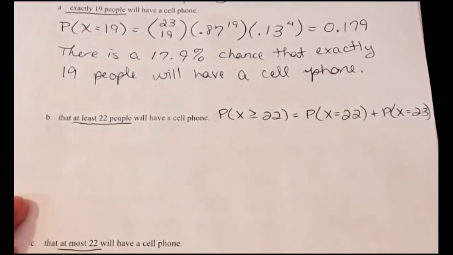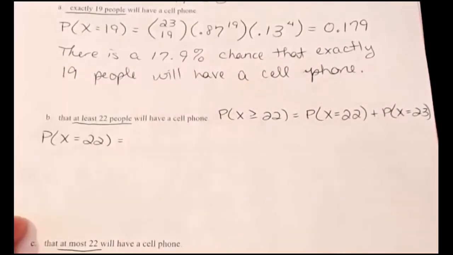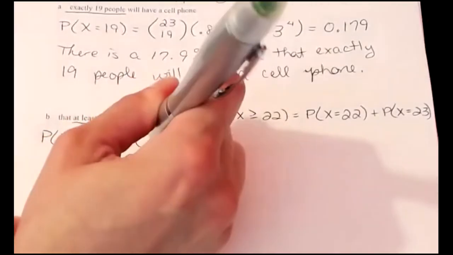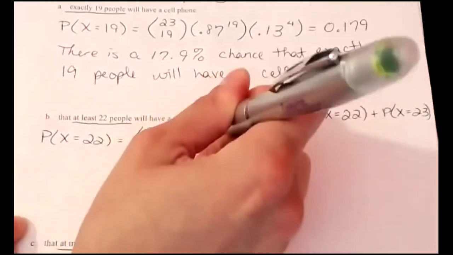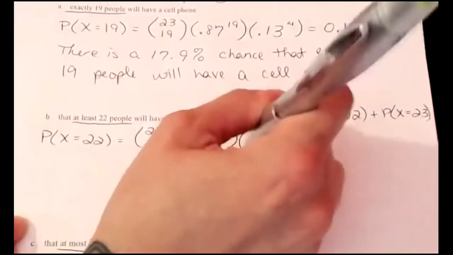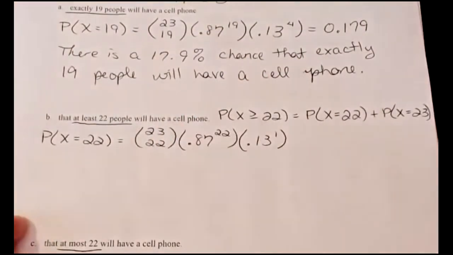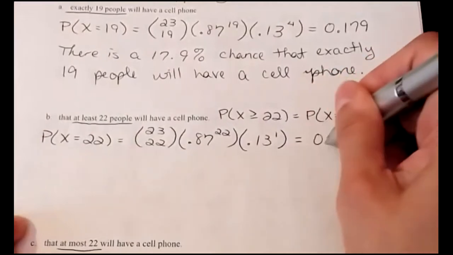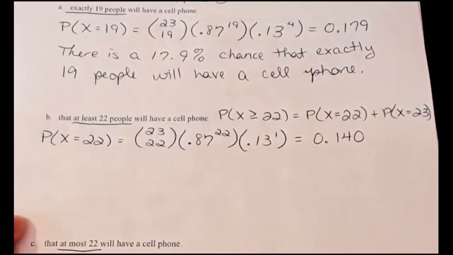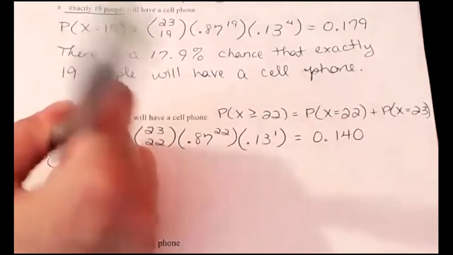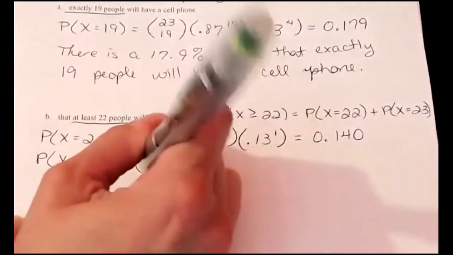That's perfect. So we're going to go ahead and write those probabilities. So notice we have 23 total, choose 22. 22 of them will be a success, so 0.87 to the 22nd power. So if 22 of them will have a cell phone, then only one of them will not, okay? When you punch this in, you should get something along the lines of 0.140, and you can add anything or subtract anything if you'd like in terms of rounding.